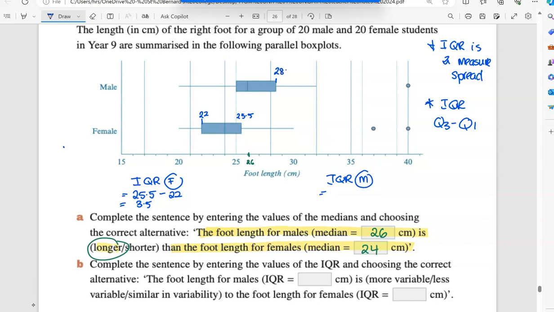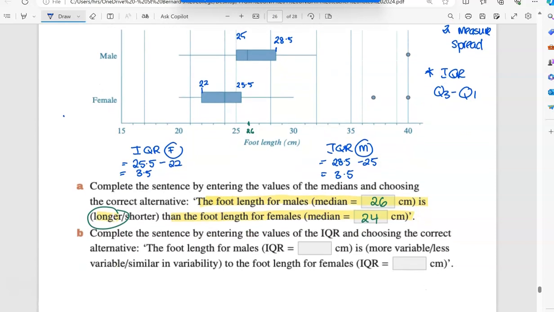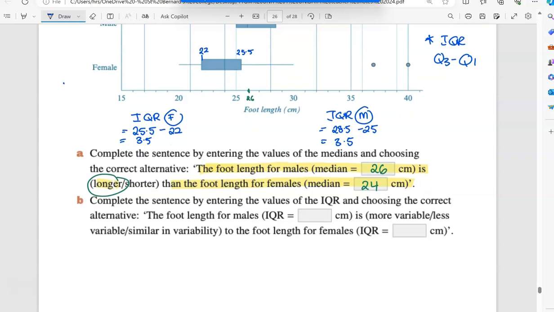That is 28.5. And then we've got 25. So the male IQR is 28.5 minus 25. So they also have an IQR of 3.5. So both of them have a similar spread, because they're both 3.5. They're both the same amount of spread.